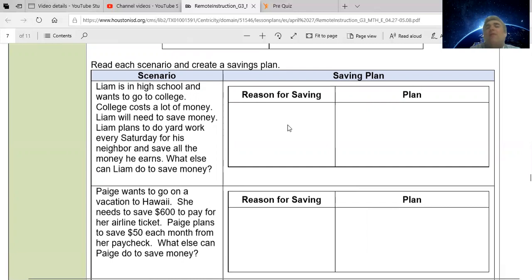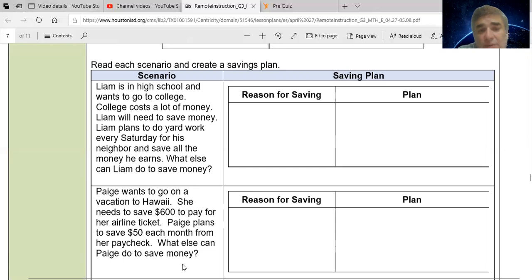Reason for saving: create a college fund, money for college. Plan: save the money that he earns every Saturday by doing gardening work, yard work for his neighbor, and save all the money he earns. What else can he do? Well, he could do chores at home, maybe saving his weekly allowance, if his family gives him one. Or maybe he could do other chores and yard work for the other neighbors. That's an idea.